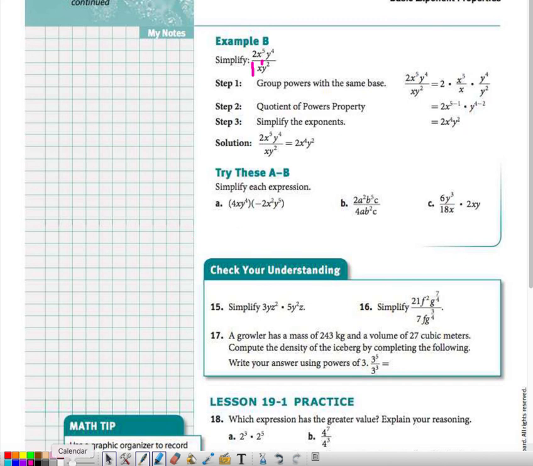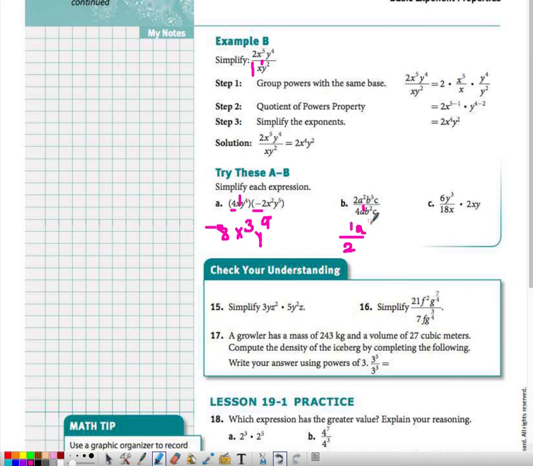So let's try these here. So we're multiplying 4 times negative 2, which is negative 8. X to the first, whoops, that doesn't look like a first. X to the first times x to the second is 1 plus 2, so that gives us 3. Y to the fourth times y to the 5th is y to the 9th. And then this division, 2 divided by 4 is 1/2. A squared divided by a to the 1 is a.